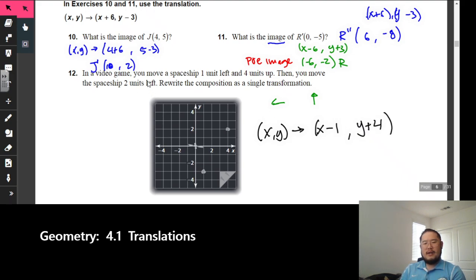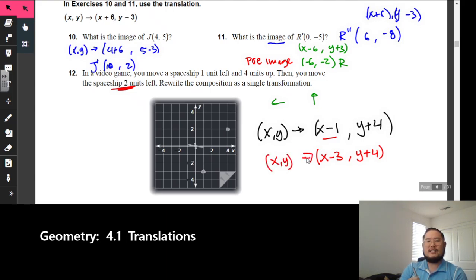However, it says there's one extra thing. You move the spaceship another 2 units to the left, and this part impacts the x minus 1. So instead of just subtracting 1, we subtract 2 more, and so this will be x minus 3, comma, y plus 4. And there is our composition. And there is section 4.1.